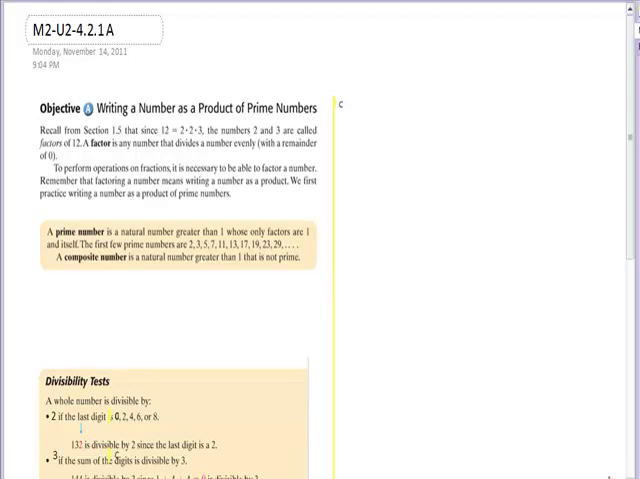In this lesson, we're going to talk about taking a number and writing it as a product of prime numbers. Now, this is a preliminary lesson which will help us in reducing fractions in our next lesson. But today, in this lesson, we're going to talk about prime numbers.